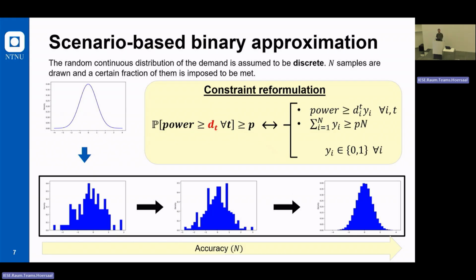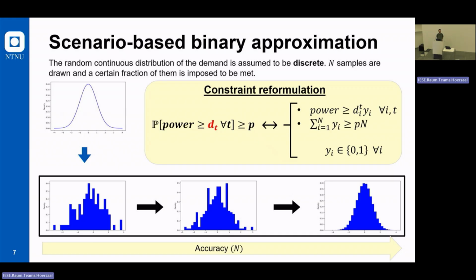When y is equal to 0, as you can see at the top of the slide, we impose that the power is greater than 0, which is not a constraint, no? Because if the power is greater than 0, that's just the native constraint of the variables. But when y is equal to 1, we impose that the power is greater than the demand, which is actually what we want. We impose that the demand is met in this specific scenario, because y has a subscript i, and this i is associated with each of the scenarios.